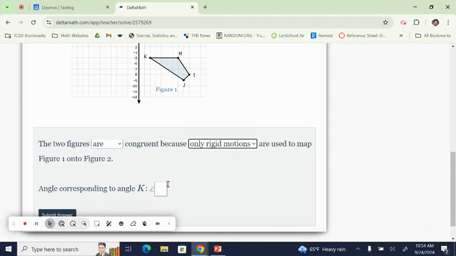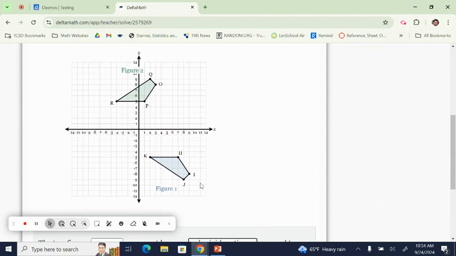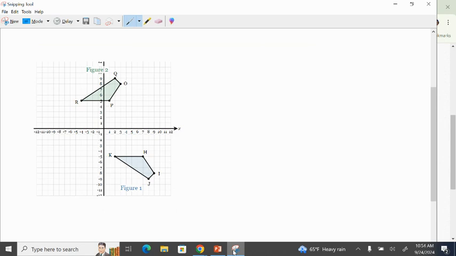So now they want to know what angle corresponds to angle K. This might be tough for you to see, so I am going to take a picture of this and draw on it. Give me 1 second. Okay, so here's my figure that I can draw on. They want us to figure out what angle is going to correspond to angle K. Again, I think I would reflect it up. I'm going to do this with you. You don't have to actually do this when you do the problem, as long as you can see what corresponds.